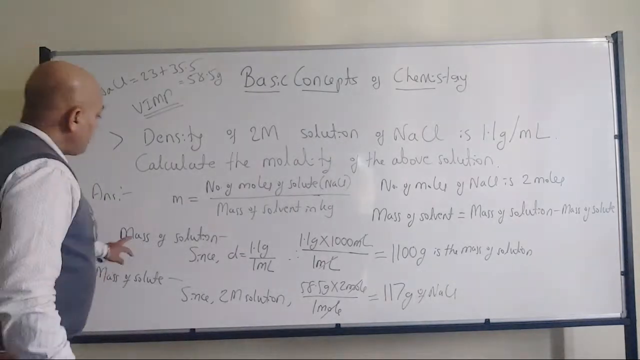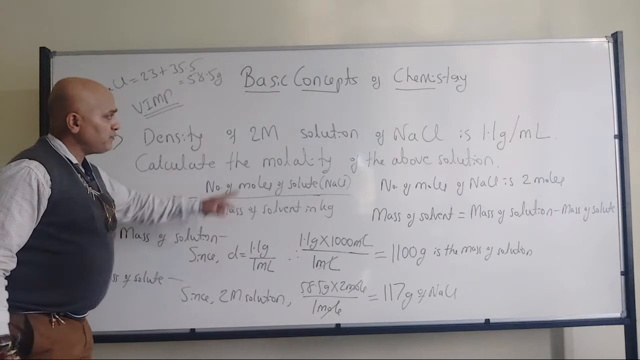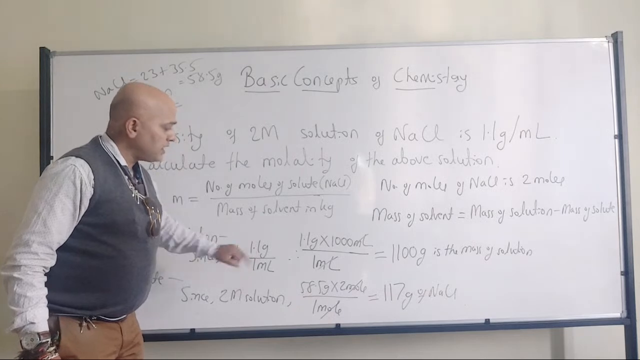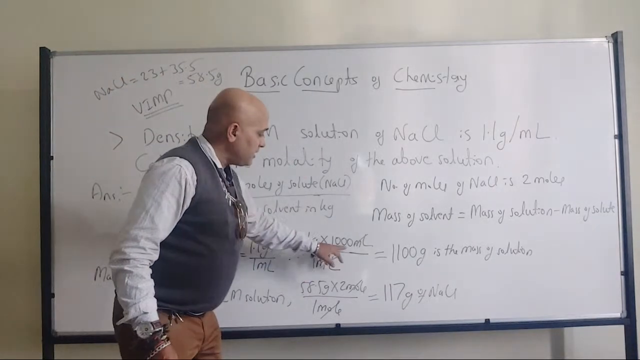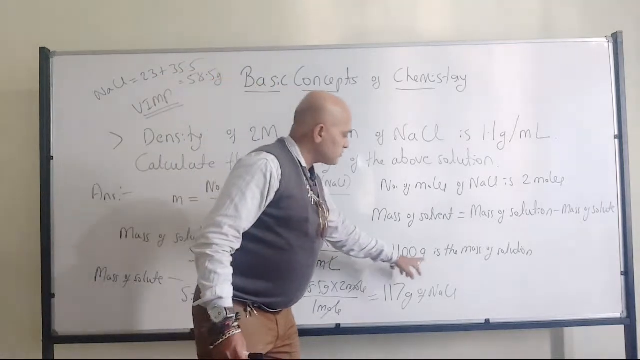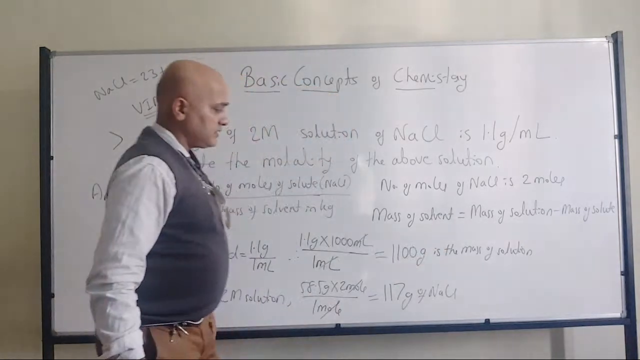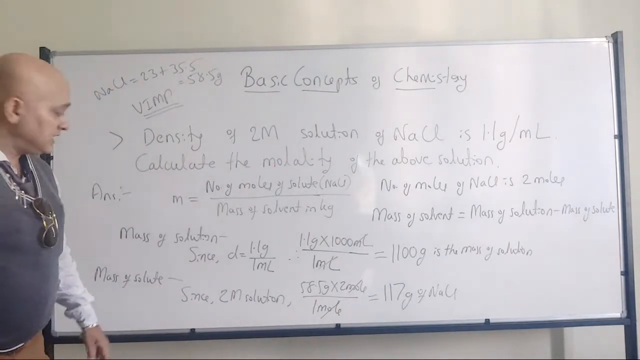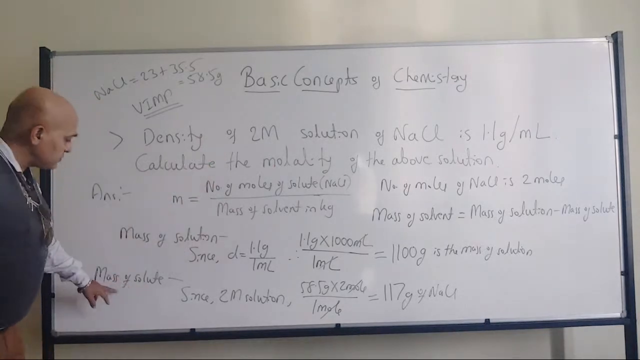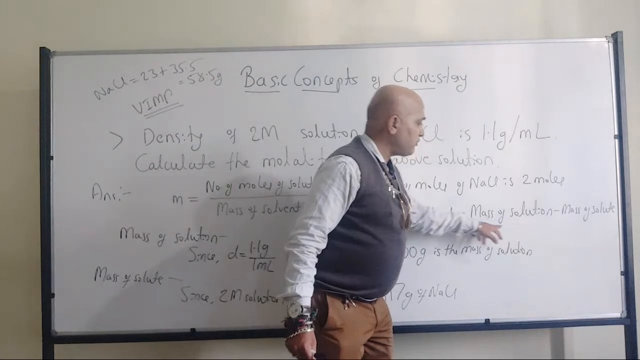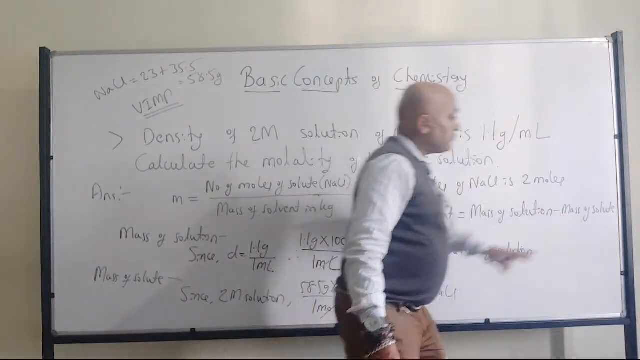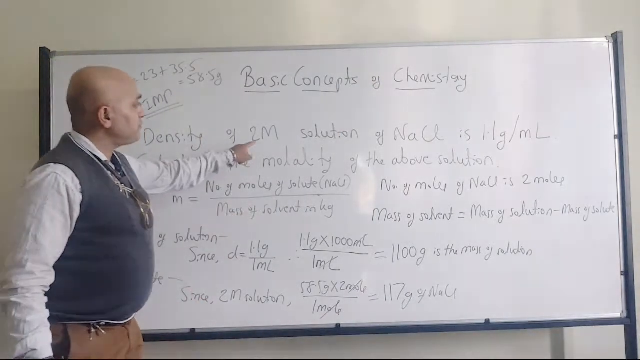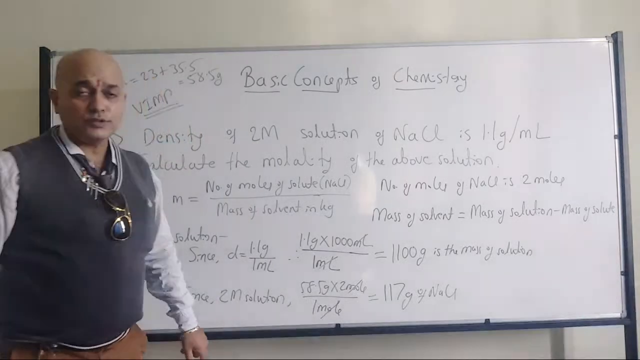Now, mass of solution can be identified by using the density, which says that 1 ml will weigh 1.1 gram. If I take 1000 ml, how much is going to weigh? So it will be 1100 gram. That is the mass of solution. Next, I have to find out the mass of solute, because mass of solution I have got as 1100. So to find out the mass of solute, I have to use the information that it is a 2 molar solution.